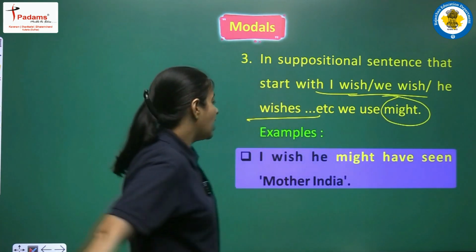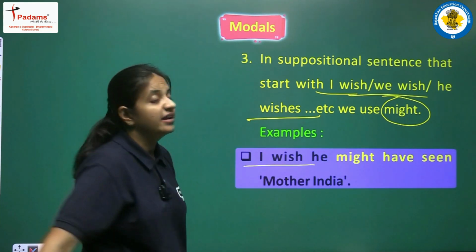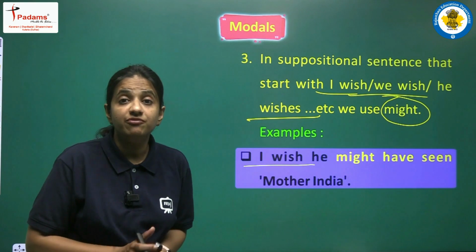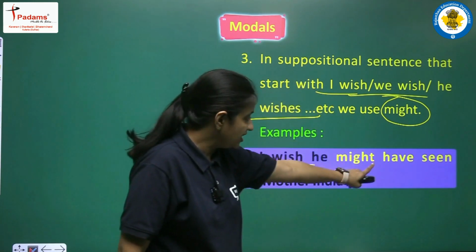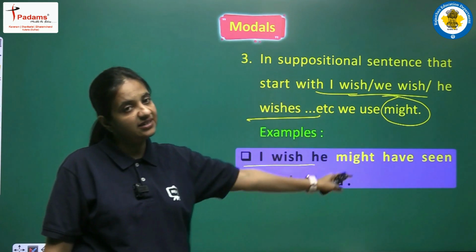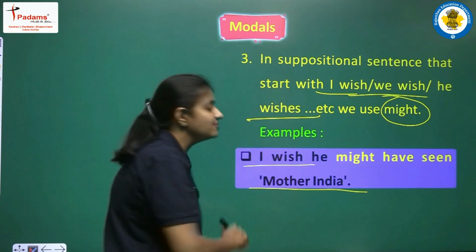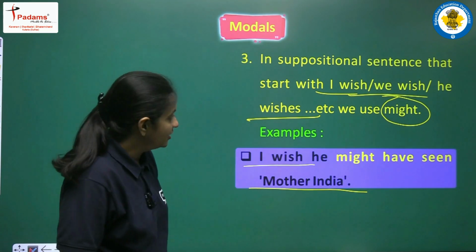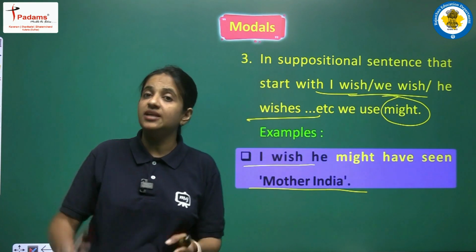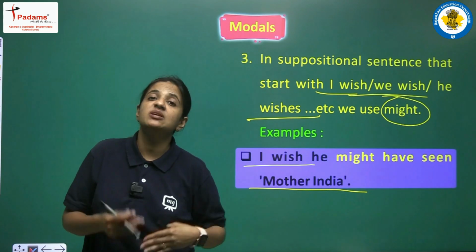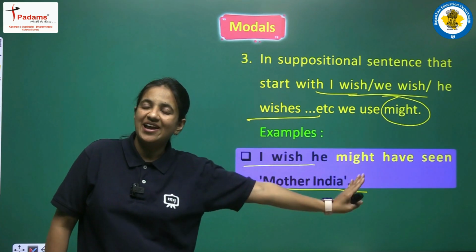So let's see how. I wish he might have seen Mother India. So in this example we can see that in the beginning of the sentence we are having I wish. So it means that we are having one kind of suppositional sentence here. So here we can use might in the structure, and we can make a sentence using might. We can write I wish he might have seen this movie, that is Mother India. Okay, so this is the other use of might, in which we are having I wish, we wish, or he wishes, she wishes, such kind of words in the beginning. So it means we are having one kind of suppositional sentence, and then in that structure we can use might like the example we are having here.